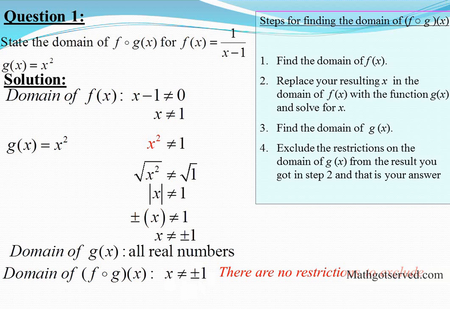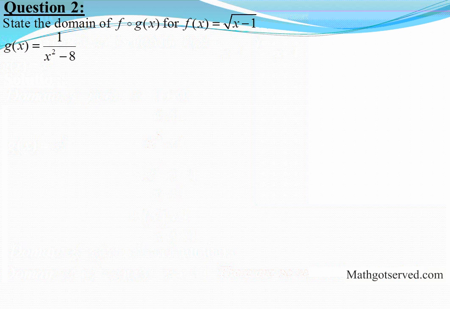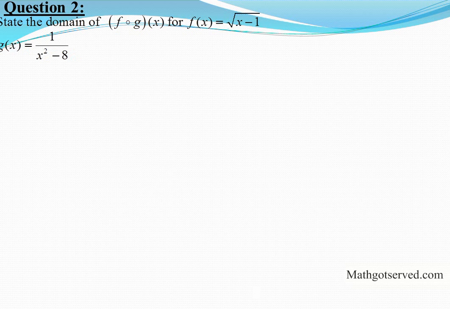All right, let's go ahead and try another example. Question 2, state the domain of the function f composite g of x for f of x equals the square root of x minus 1 and g of x equals 1 over the quantity x squared minus 8.